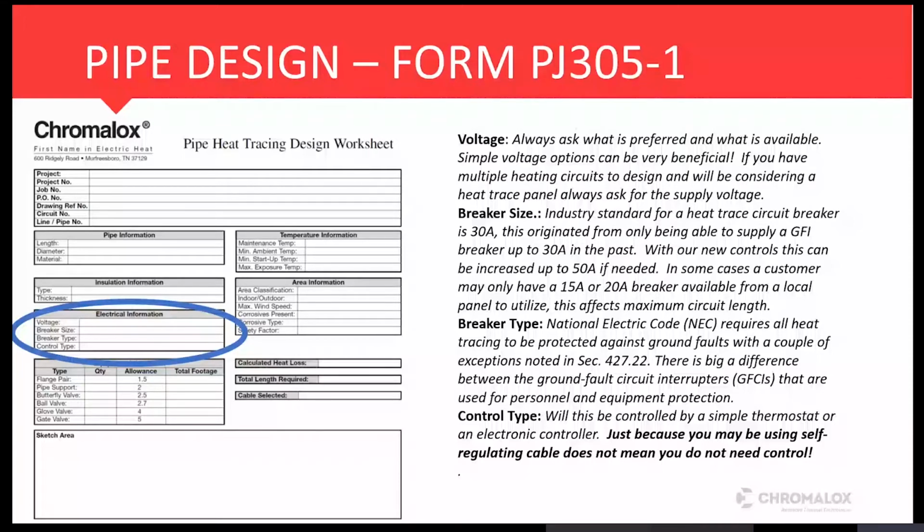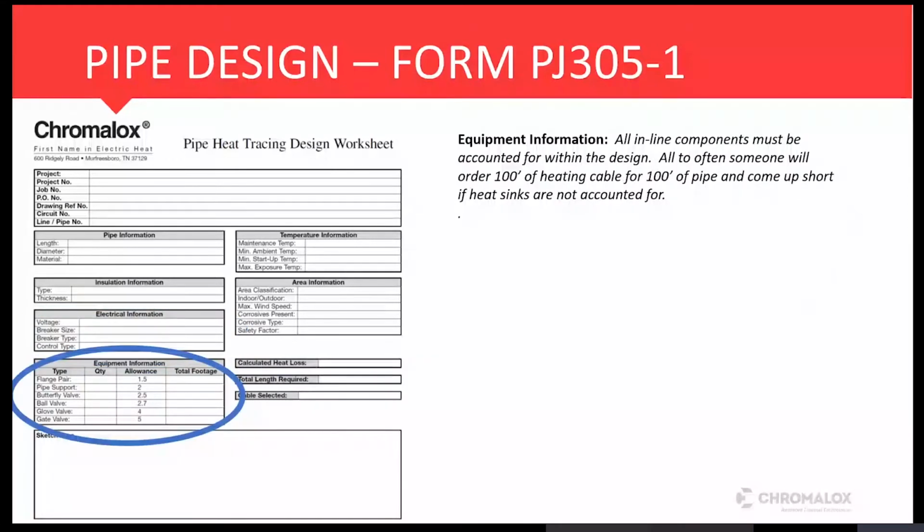The equipment information, not going to expand too much on it. All inline components must be accounted for. If we go back up to that pipe length I was talking about, we have people calling all the time, saying, I need 100 feet of heating cable, and it's for 100 feet of pipe. Well, if they install correctly and they allow extra heating cable for these heat sinks, they're going to come up short. And the last thing we want to do is splice into a heating circuit when we don't have to. So just keep that in mind.